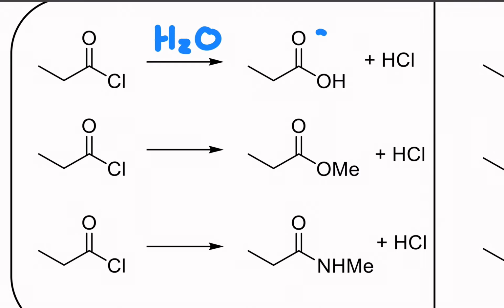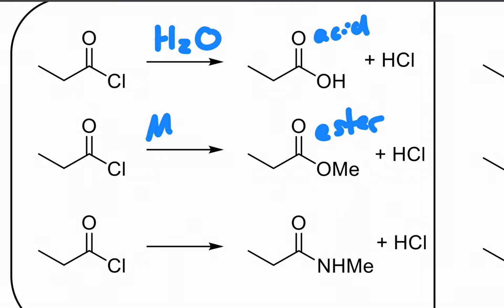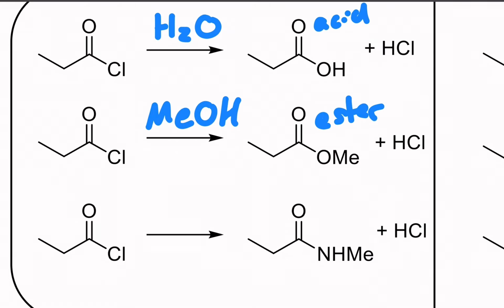The first one, we made the acid. The second one, we're making an ester. So instead of water, what do you think we're going to use? We're going to use an alcohol, specifically methanol. Depending on what alcohol we use, that will dictate what ester we get.